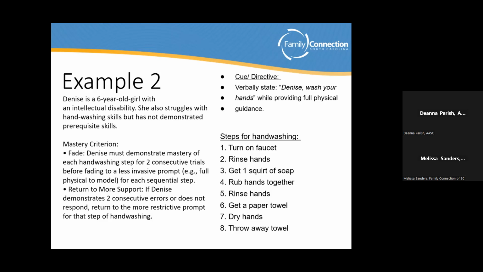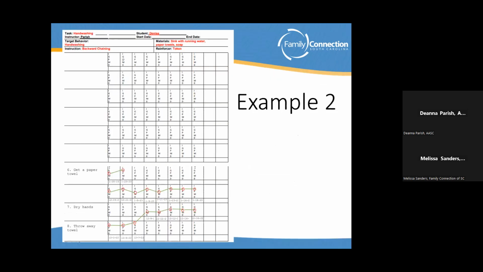So Denise is given the cue, wash your hands, and then you will see here the steps 1 through 8 for her to work on hand washing. So this is more of a task analysis representation of progress monitoring. This is just an example of a data sheet that might be used for Denise. And here you see at the top, it says backward chaining. And for this data sheet, it is divided into prompt levels.